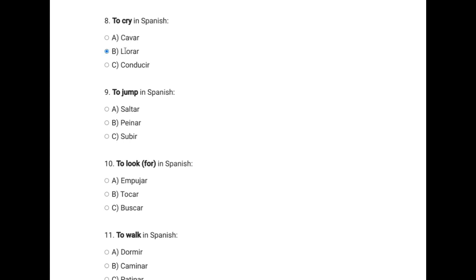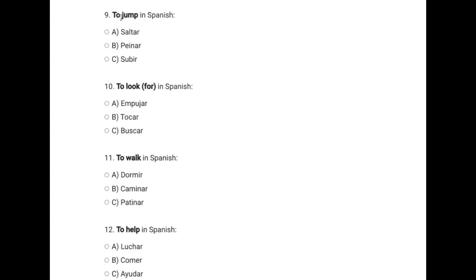Number 9 says to jump in Spanish. To jump, we have the options saltar, peinar, and subir. The correct answer would be letter A, saltar. Saltar is to jump in Spanish.